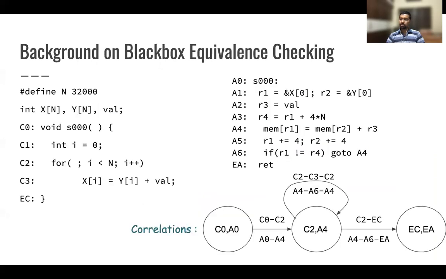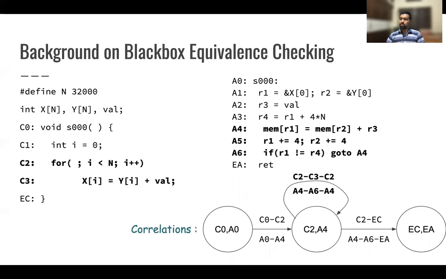As an example, let's consider the C source program and the assembly program we were looking at. If we pass these two programs as input to the equivalence checker, it will try to find the proof of equivalence and will output correlations as shown here. Let's try to understand these correlations. The first correlated PC pair is C0, A0, where the functions begin. When the transition from C0 to C2 happens in the source program, the corresponding transition from A0 to A4 happens in the assembly program. And they both reach a state C2, A4.